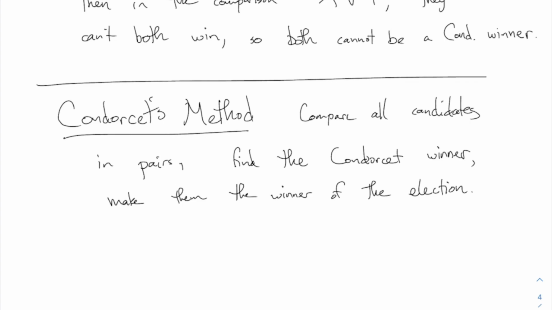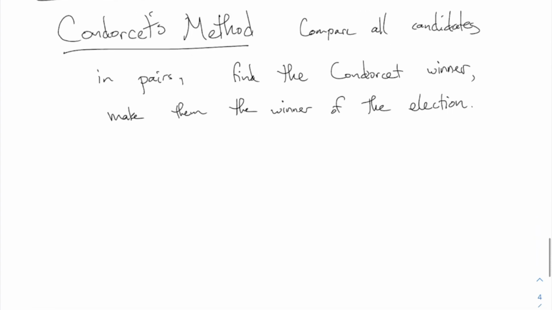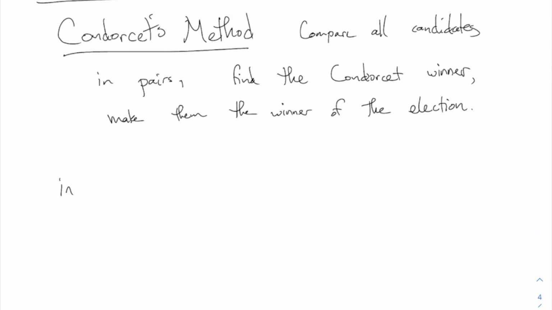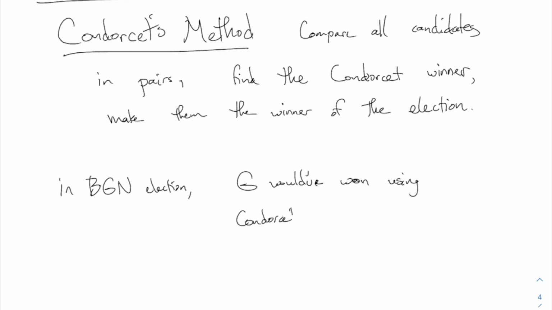So, for example, I want to do a few simple examples of this. In the Bush-Gore-Nader election, Gore would have won using Condorcet's method. That's what I've been saying for the past little bit. Because when you compare them in pairs, Gore would have beat Bush, and also Gore would have beat Nader. So Gore would have been the winner using Condorcet's method.